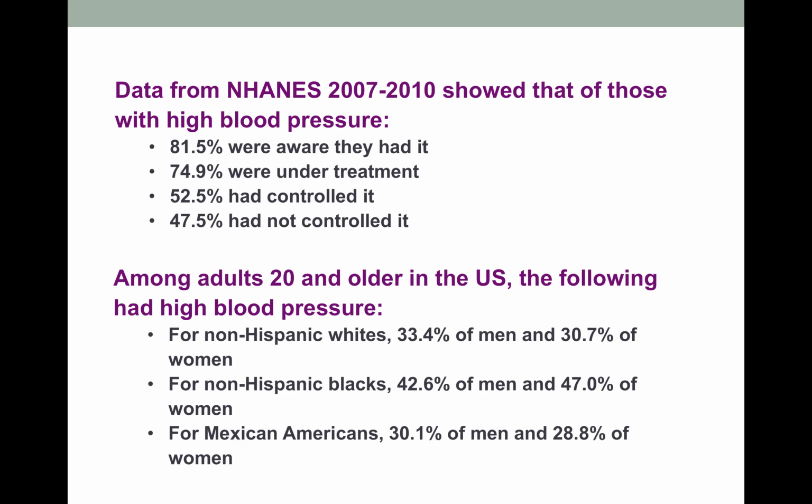Now, for the most part, too, we see that for these populations, men have a slightly higher percentage of high blood pressure than do women. However, that is not true for the non-Hispanic blacks. So we see that 47% of women in this category have high blood pressure, whereas 43% of men have high blood pressure. So there's a slight shift in that relationship there. So we can say pretty confidently, though, that this affects non-Hispanic blacks more than non-Hispanic whites, more than Mexican Americans.